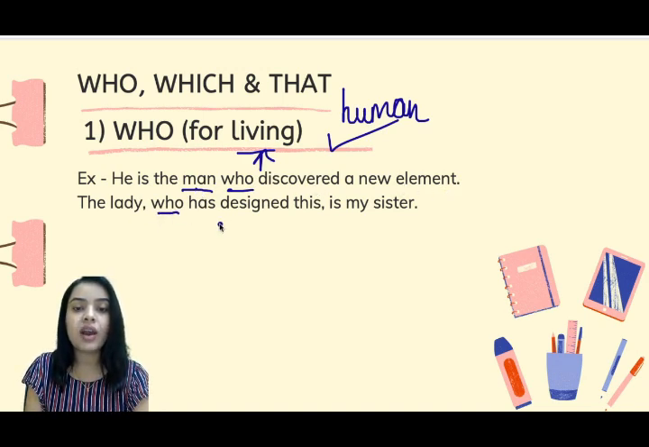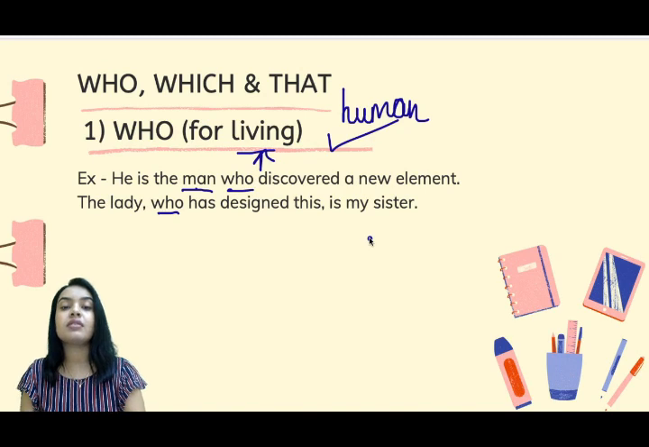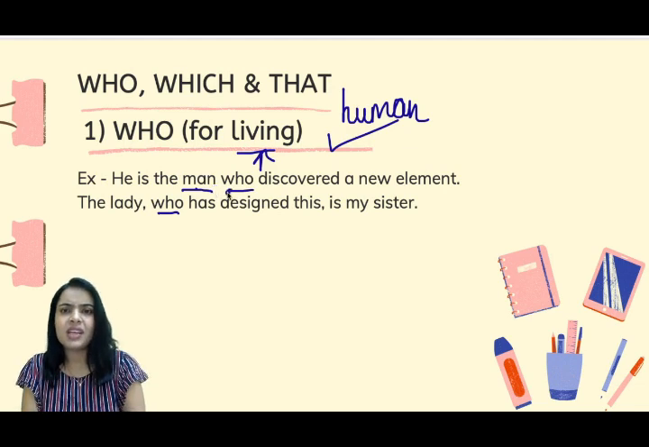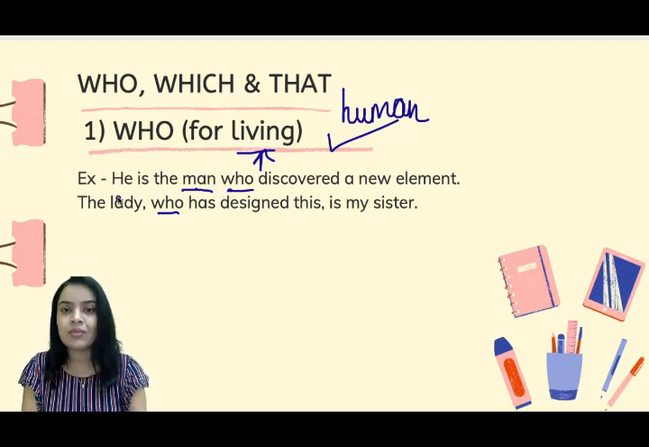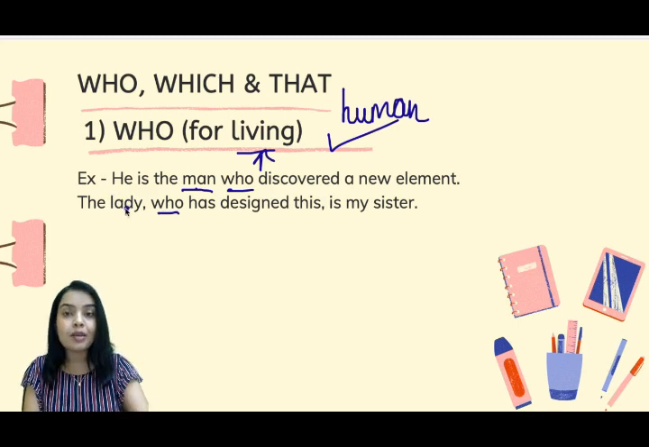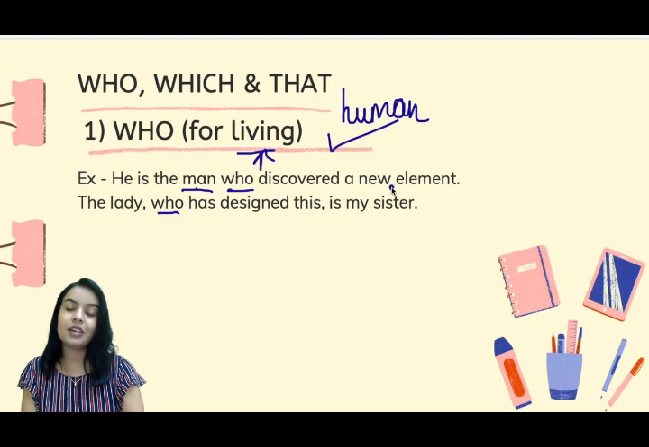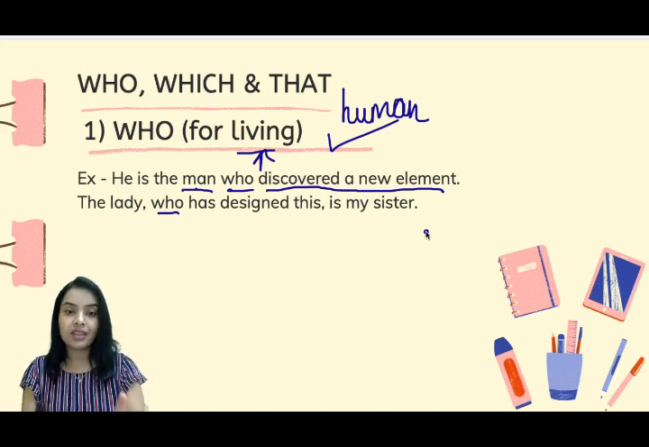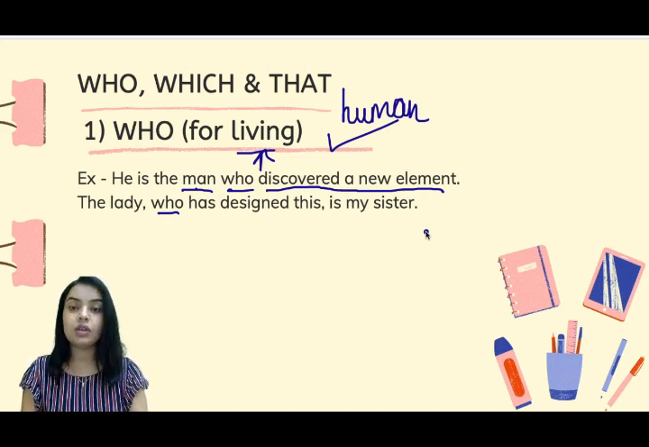The lady who has designed this is my sister. Later on in the video, I will talk about clauses, but again, try to crack the sentence. If I say he is the man, it doesn't make any sense. If I am mentioning someone using the pronoun he, he is bound to be a man. But that's not what I mean to say. I want you guys to know he is the specific man who discovered a new element. So this portion is what I want my learners, my viewers, my listeners to know: there is a man, and out of all, let's say he is the man who discovered a new element.